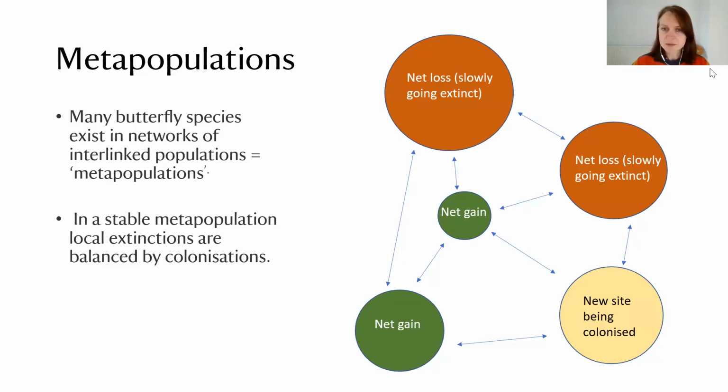But because the individuals can move around within the landscape, some of those areas are actually gaining individuals. So some of those little habitats are growing in populations. And sometimes new sites can be colonized as well. So maybe there's a new bit of habitat that's been created, or the butterfly is just naturally extending its range throughout the landscape. So it doesn't really matter that some of these areas are going extinct, because others are being colonized and others are growing.